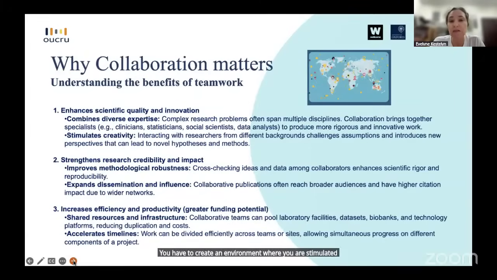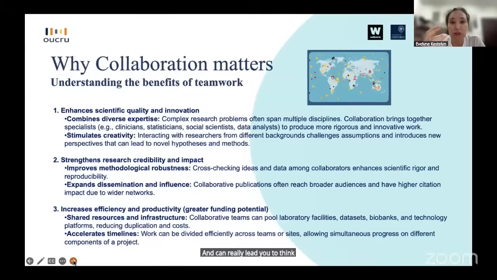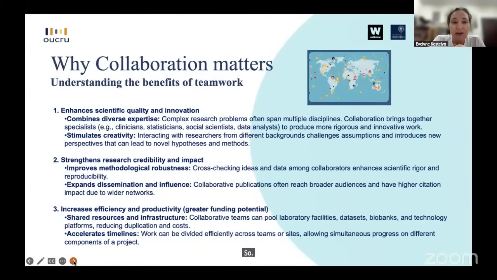You have to create an environment where you interact with researchers with different backgrounds, with different skill sets that challenge your assumptions and can really lead you to think about new perspectives, to generate novel hypotheses or generate novel methods to answer existing hypotheses. So collaboration matters because it brings different people together that think about things in different ways and that can generate new research questions and new ideas.